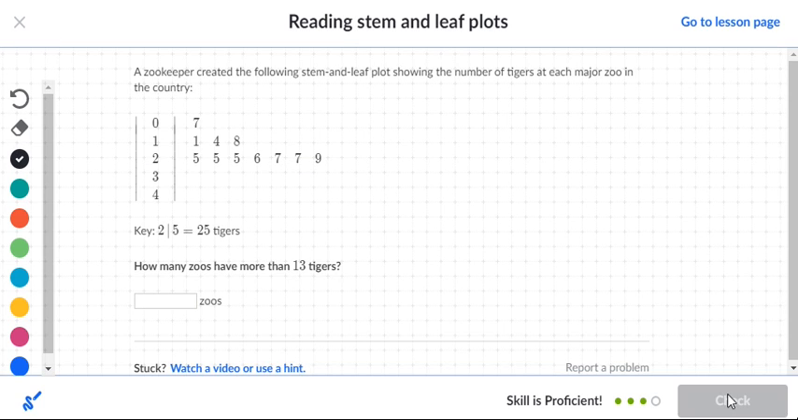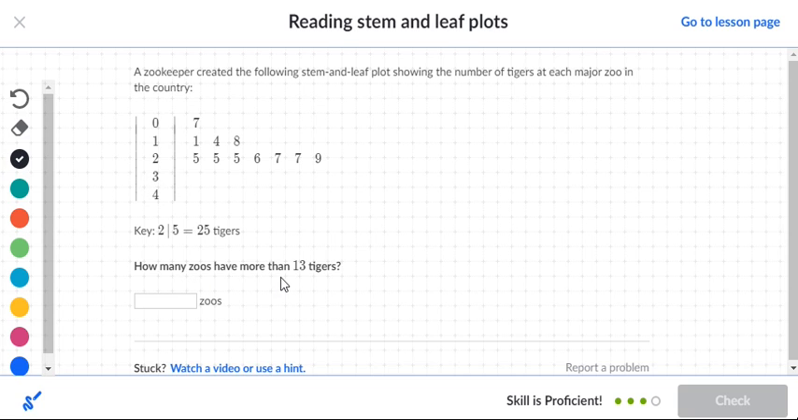A zookeeper created the following stem and leaf plot showing the number of tigers at each major zoo in the country. So again, we have 0 and 7, which simply means 7. Then 1, 1 is 11, 14, and 18. In the 20s, we have 25, 25, three of those, 26, 27, 27, and 29. There are no numbers for 3 and 4.